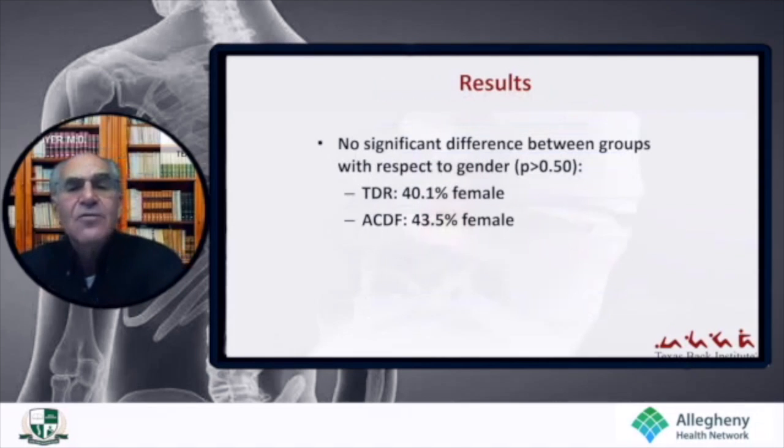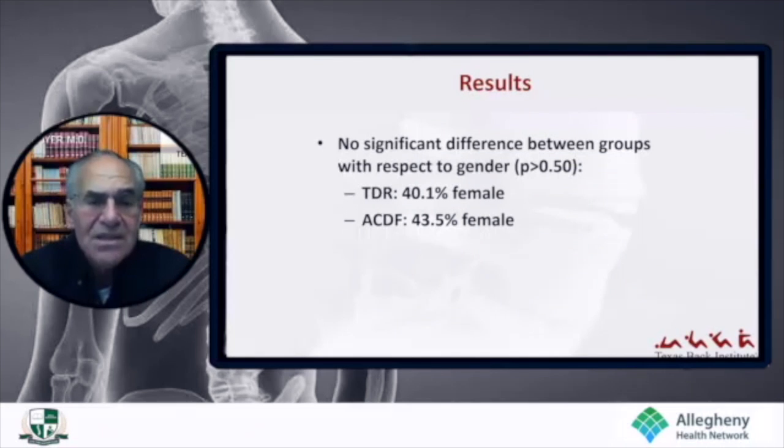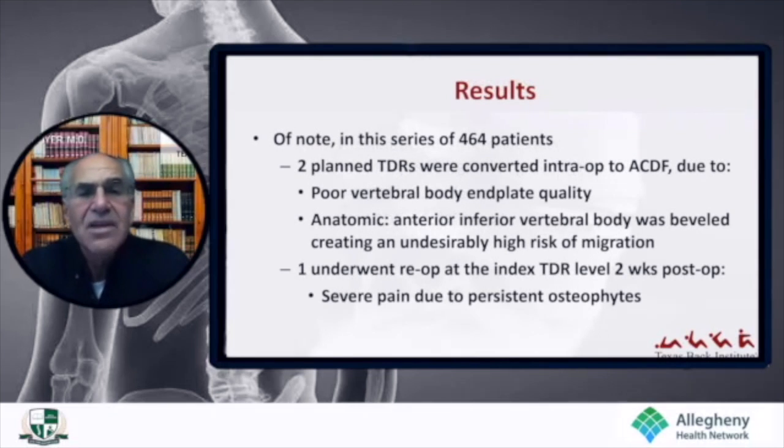And if we look at the difference between the groups with respect to gender, those receiving a TDR versus those receiving a fusion was not statistically significant. They were virtually the same. And further, of the 464 patients, 2 planned TDRs were converted to intraoperative fusions because of poor vertebral body end plate and also because of anatomic reasons. One also underwent re-exploration at the TDR level 2 weeks post-op because they had severe pain due to a persistent osteophyte that wasn't removed at the initial implantation.